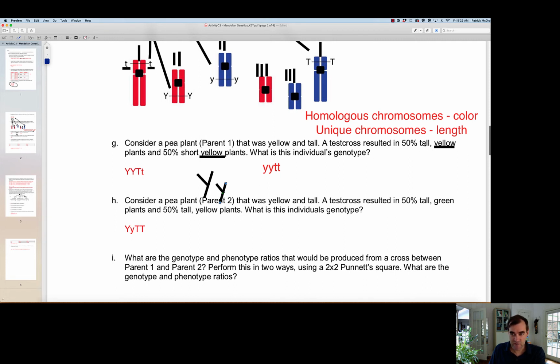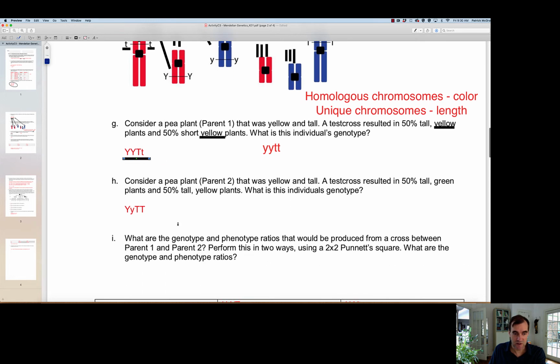But in this case, 50% are tall and 50% are short, and so that means that the T gene must be heterozygous in the parent, because the offspring are 50% each. And so we use that information. Hopefully this is pretty easy, but we use that to figure out that the genotype is this.